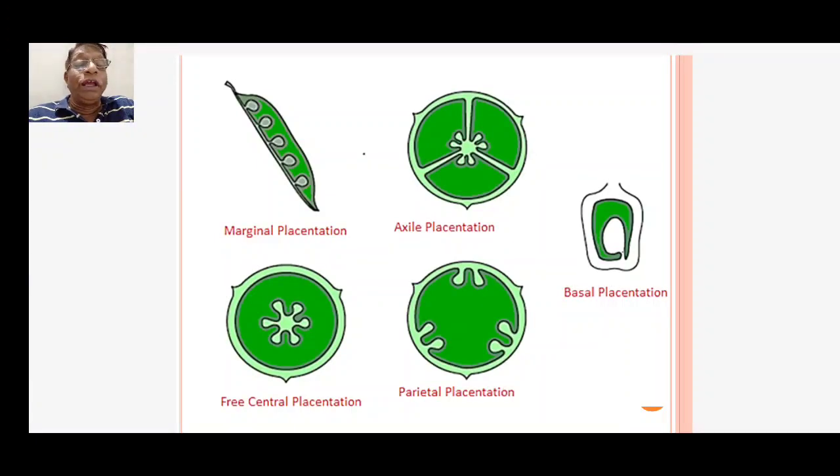Ovules are attached to the inner margin of the corresponding carpels. Next, you see basal placentation. In case of basal placentation, you can see the ovules are found at the basal region of the ovary. So that's all about placentation. It's very important for the examination.